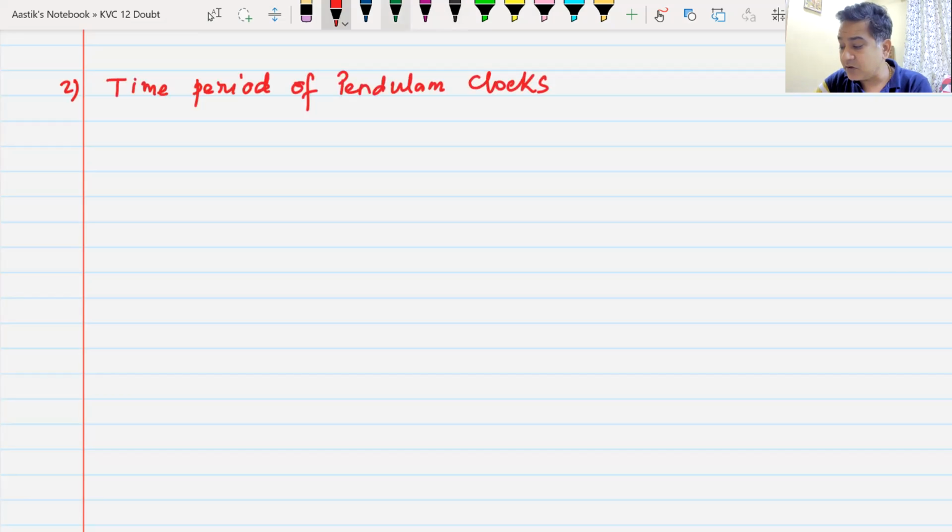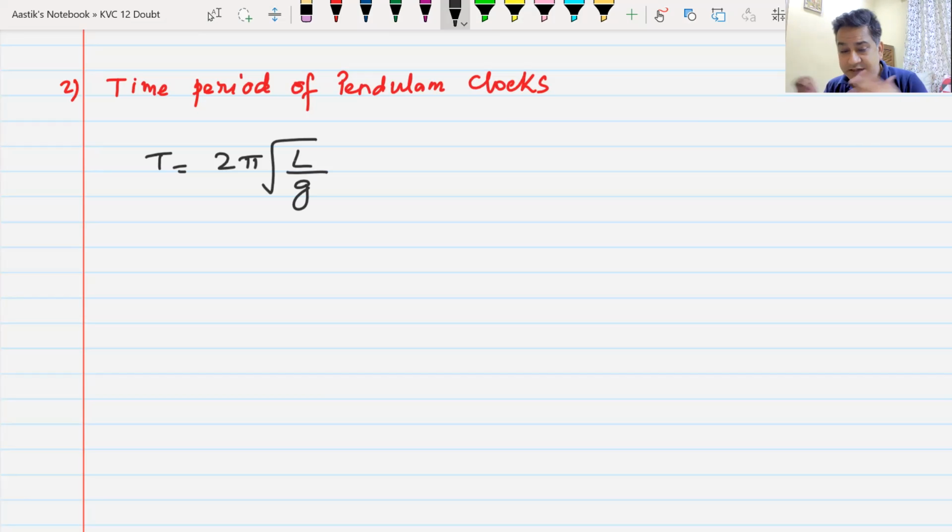Pendulum clocks have a time taken by a pendulum to cover one oscillation, and they have a bob which is hung from a long rod. Big pendulum clocks. Previously we used to only have pendulum clocks. Now the time period of a pendulum clock is given by 2 pi root L by g. This pendulum clock is calibrated at a particular temperature, at a particular length. If the length changes because the temperature changes, the time period also changes. Yes or no? Therefore, you have to understand what happens.